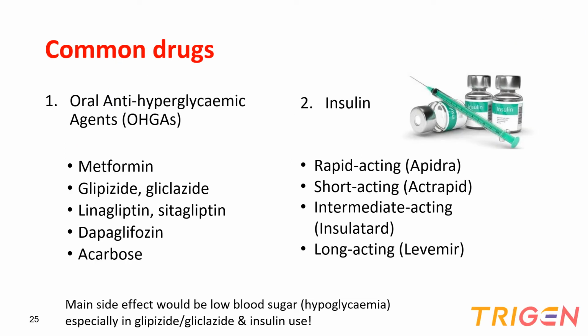Common drugs for diabetes will be divided into two main groups. First, oral anti-hyperglycemic agents, or OHGAs. These are some examples below, and they are used predominantly in the management of type 2 diabetes. Insulin is a direct replacement of human insulin, which is not produced anymore in type 1 diabetes. It is therefore used mainly in type 1 diabetics. However, those with later stages of type 2 diabetes will ultimately require insulin replacement. The main side effect will be low blood sugar or hypoglycemia, especially in glipizide or gliclazide and insulin use.